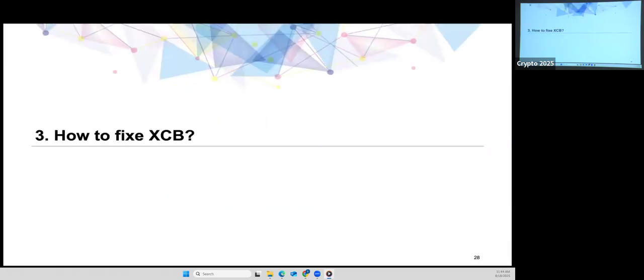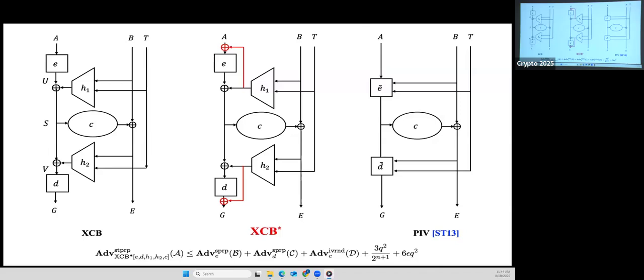So naturally, the next question is, how can we fix that? Our suggestion is to modify the structure by adding just 2 extra red lines in the diagram. We call the new scheme XCB star. So it is a very small modification to the original structure, by just 2 red lines.